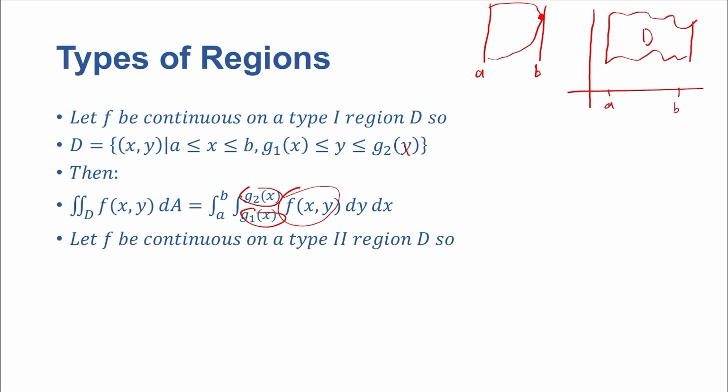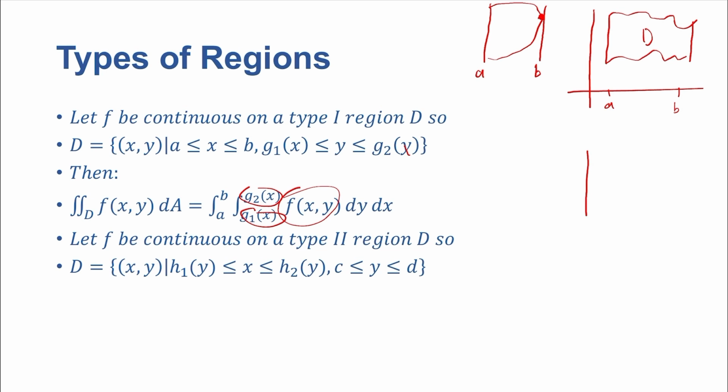Now let's consider f being a continuous function on a type 2 region, such that the domain is modeled by ordered pairs x and y, such that h sub 1 of y is less than or equal to x is less than or equal to h sub 2 of y, and c is less than or equal to y is less than or equal to d. Now what's this going to look like?